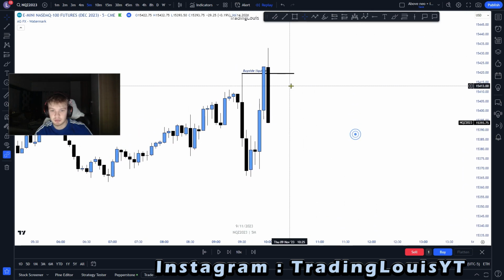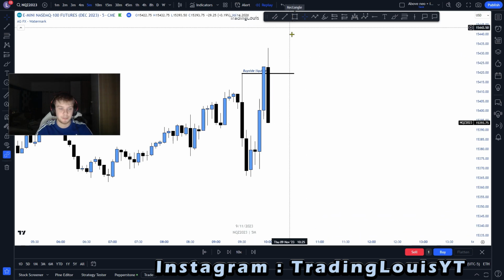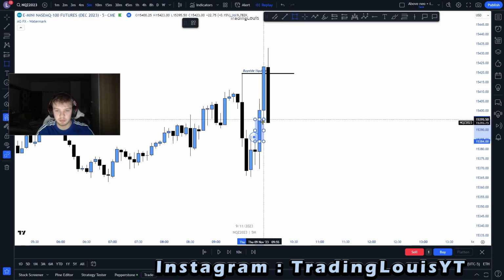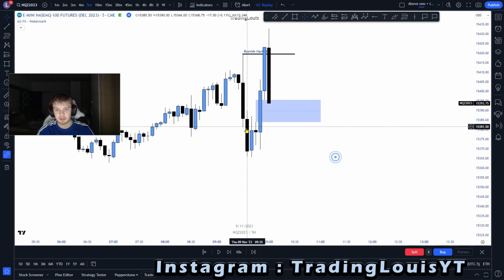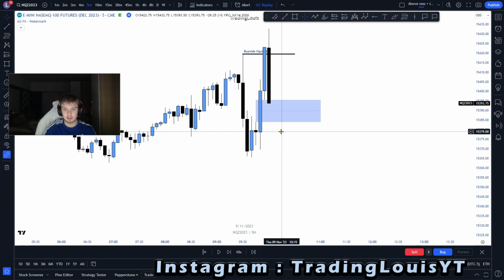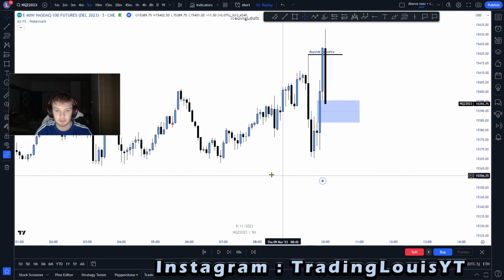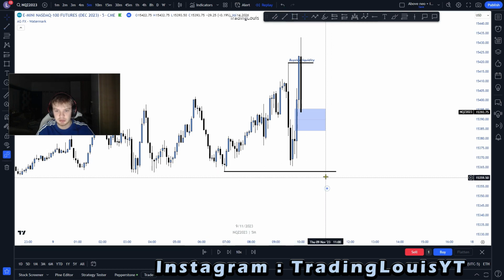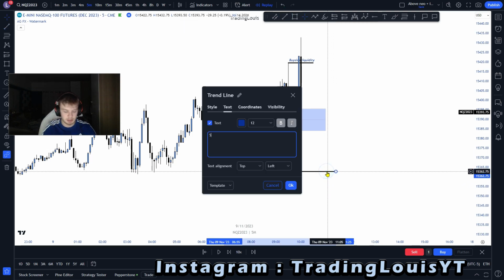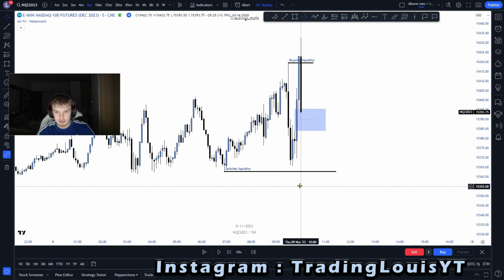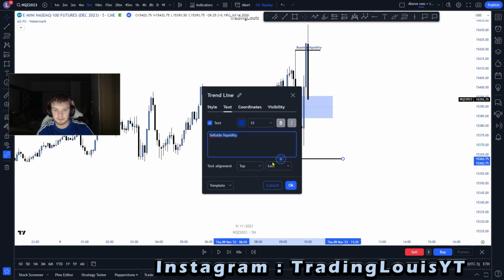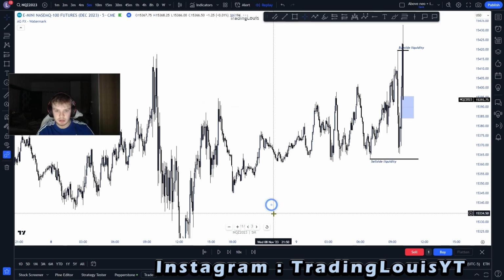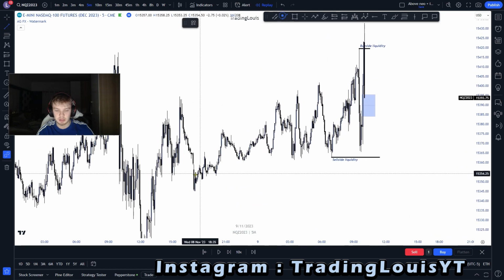But now we have taken buy side liquidity, and what do we have? We have a bullish fair value gap. So if this bullish fair value gap is violated on the 5-minute time frame, we could look for a potential short down to these lows, because as you can see, we have sell side liquidity here, sell side liquidity here, but as well as that, we have lots of low resistance liquidity.